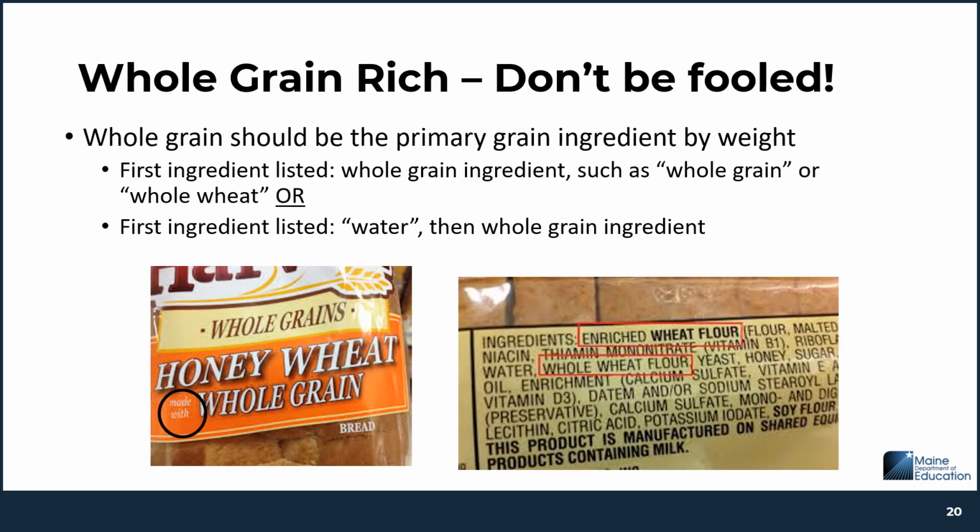Be sure to check ingredient labels carefully, as packaging can be very deceiving. With the example provided on the screen, the package says made with whole grains. But when you turn over the package and look at the ingredient list, the first ingredient listed is enriched wheat flour. So would you consider this a whole grain? The answer is no, and that's because enriched wheat flour is not a whole grain product. It needs to have the word whole to be considered whole grain rich. It's really important to get familiar with reading product labels and ingredient lists.